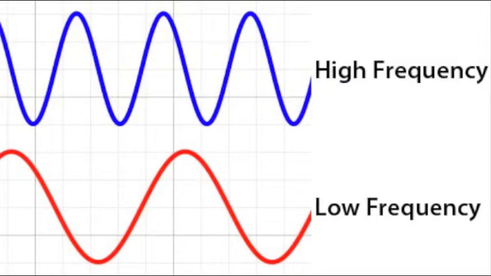Frequency is how many times a certain part of the wave, such as the crest, passes a certain point in a unit of time, such as a second. The longer the wavelength, the lower the frequency. The shorter the wavelength, the higher the frequency.